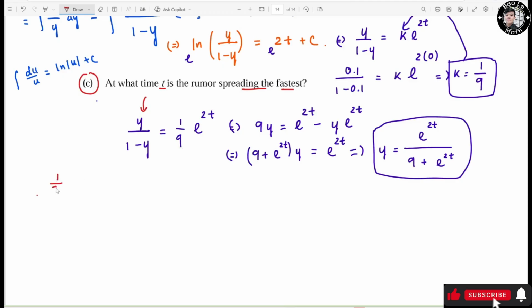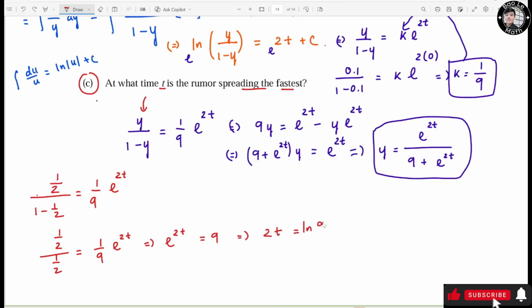So we have (1/2) over (1 minus 1/2) equals 1/9 times e to the 2t, right? So it's going to be (1/2) over (1/2) equals 1/9 times e to the 2t, right? So this equals 1. Multiply both sides by 9, it's going to be 9, right? Take natural log of both sides, so it's going to be 2t equals ln 9, right? So t equals ln 9 divided by 2.